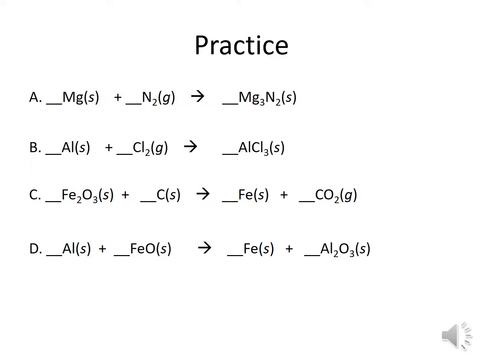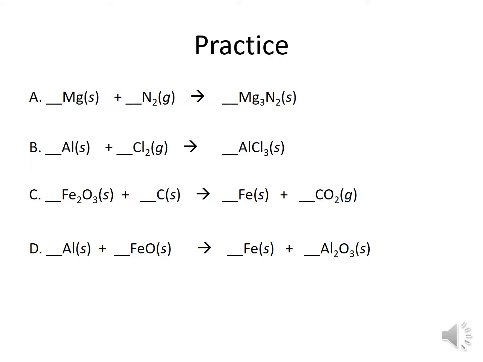Letter C, Fe2O3 plus carbon yields Fe plus CO2. 2 irons on the left, I need to put a 2 in front of Fe. 3 oxygens on the left and 2 on the right. Well, that means I need to use that 3 to 2 least common multiple again. I'm going to go back and double the Fe2O3 on the left, triple the carbon dioxides on the right with a 3 in front of the CO2.